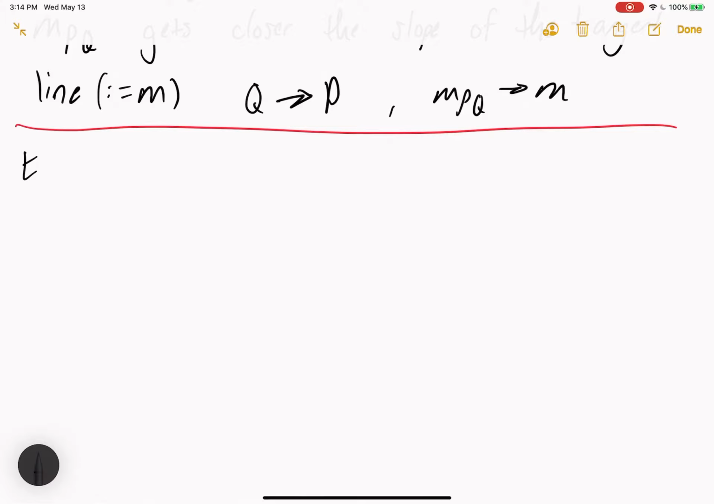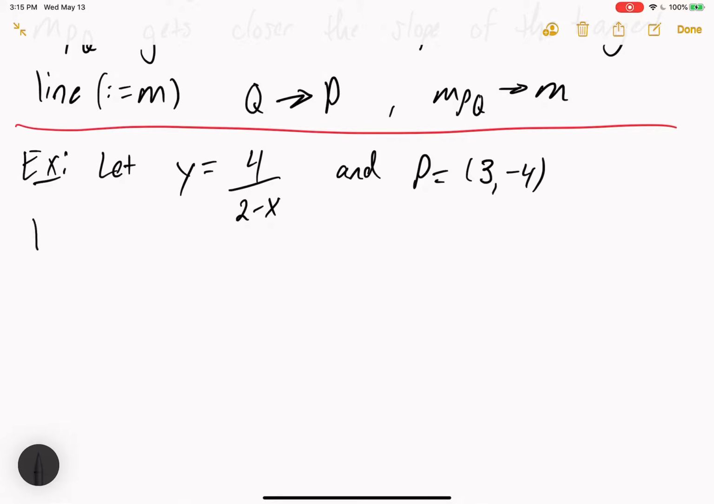So the first example we're going to work with is, let's say a curve be defined by y is equal to 4 over 2 minus x. And we want to find the tangent at P equal to (3, -4). So we want the tangent of y at P. Or instead of saying y, you could say the curve. It doesn't really matter, as long as it's clear what you're talking about.